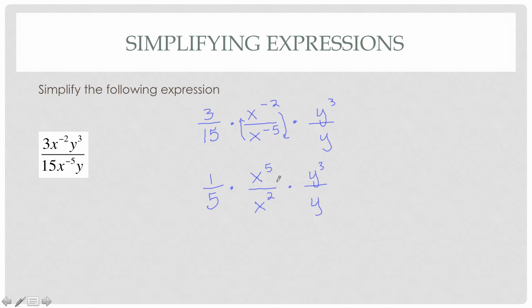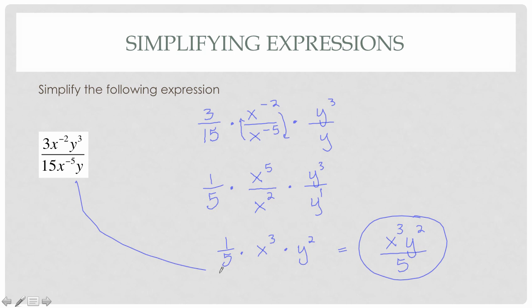Now let's simplify. Let's use my quotient property. X to the 5th divided by x to the squared is going to leave just 3 x's on top, x to the 3rd. And y to the 3rd divided by y, that's y to the 1, leaves us y squared. So when it's all said and done, I have x cubed times y squared times 1/5, or all divided by 5, whatever is easiest to work out. There we go. We just simplified that expression. We used the quotient property, and we used negative exponents to get it done.